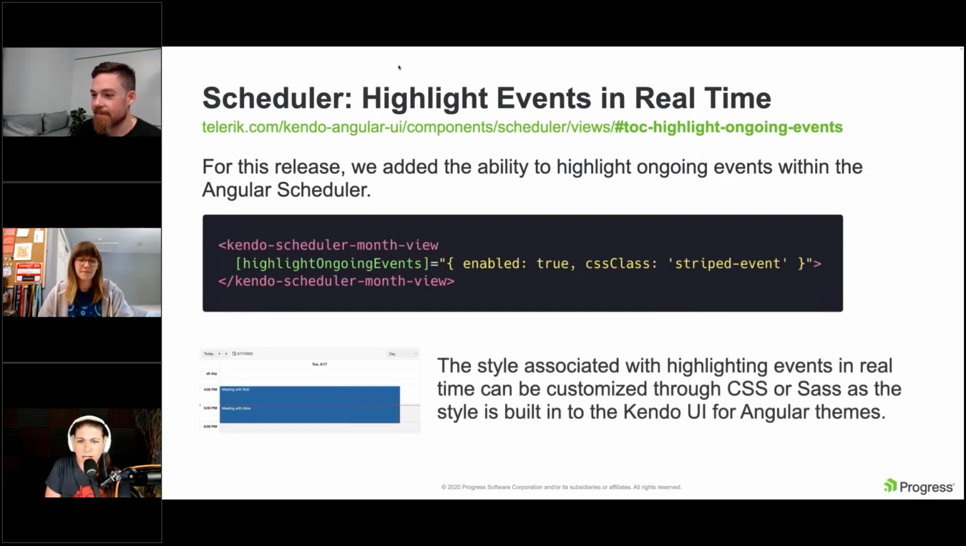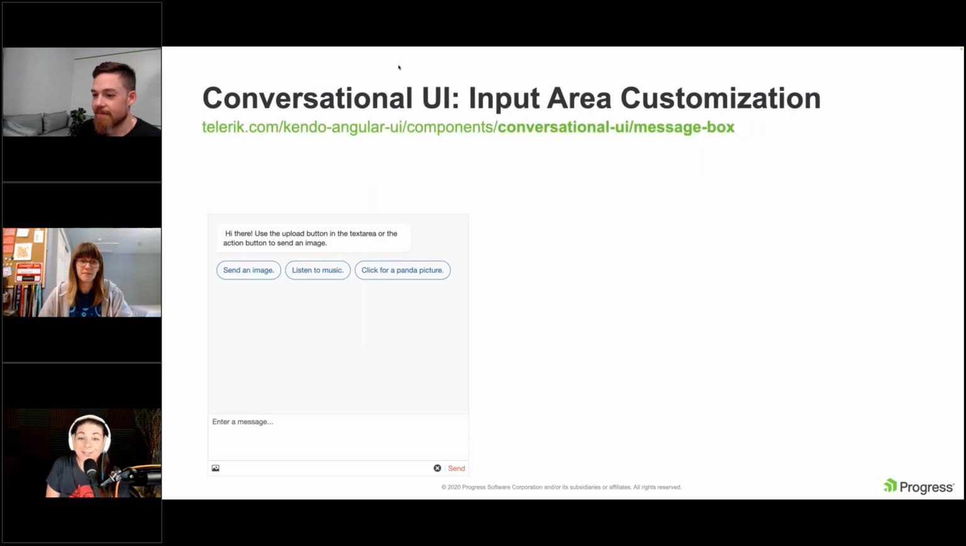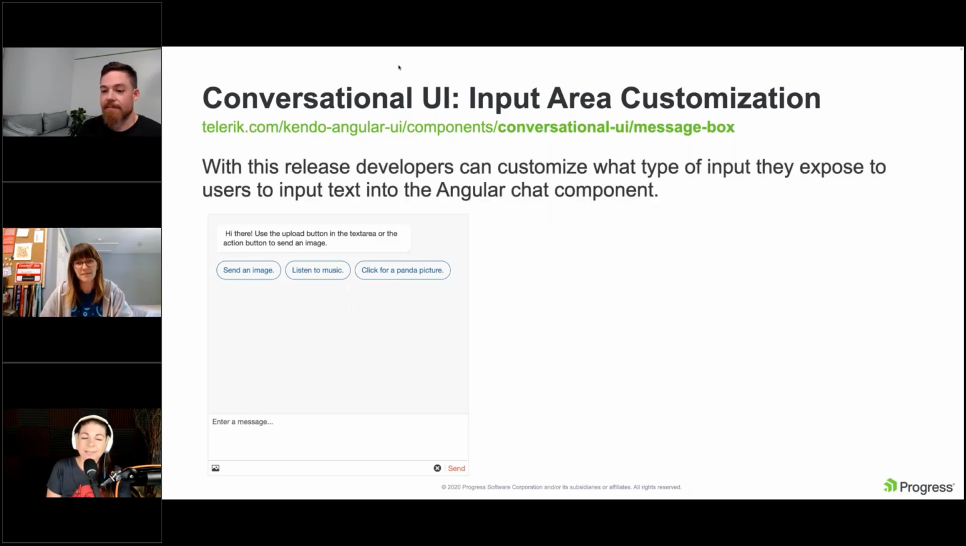So we talked about the scheduler highlighting events in real time. Now we're going to go on to our conversational UI. So, input area customization. With this release, you can now customize what type of input you're exposing to a user.